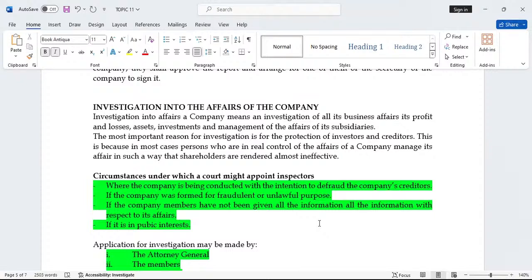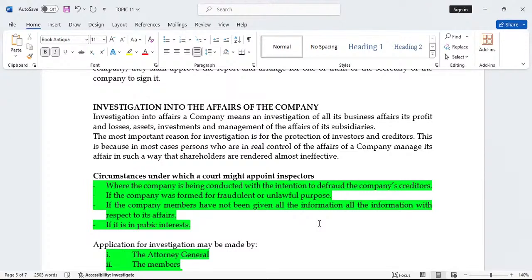But the investigations won't just happen. There must be a reason why they happen. Probably someone has petitioned the court, and the court has deemed fit that according to the information provided, the company should be investigated. Just like compulsory liquidation, it doesn't just come like that; someone has to petition the court and provide reasons why the affairs of the company have to be investigated.